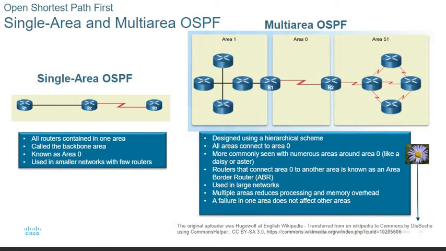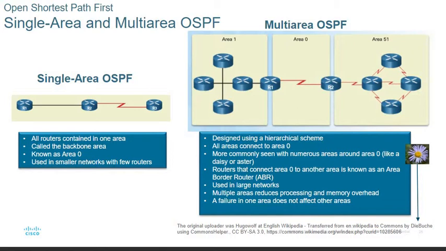Single Area and Multi-Area OSPF. In single area OSPF, all routers are contained in one area called the backbone area, known as Area 0, used in smaller networks with few routers. Multi-area OSPF is designed using a hierarchical scheme, where all areas connect to Area 0, commonly seen with numerous areas around Area 0, like a daisy or aster.